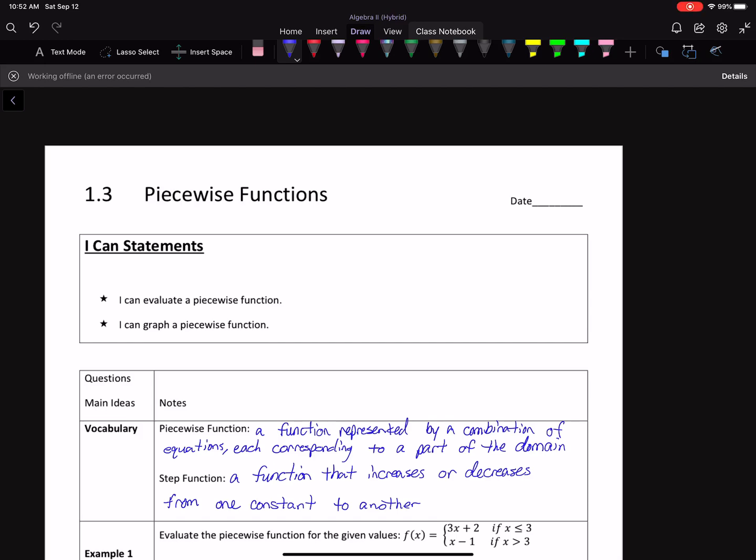All right, here we go. Today we are talking about piecewise functions. We have two goals today: to evaluate piecewise functions and to graph piecewise functions.